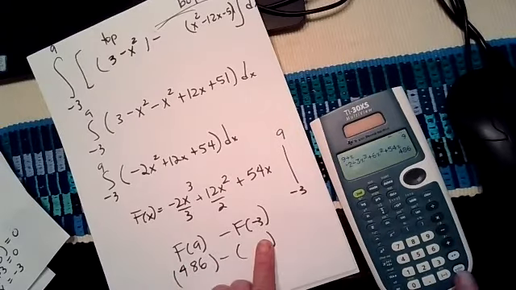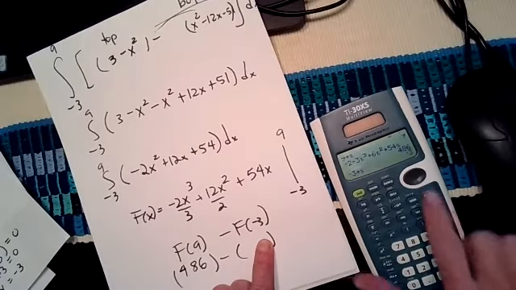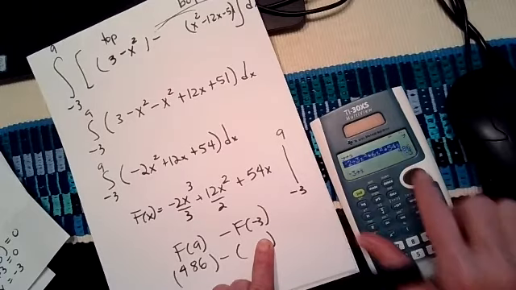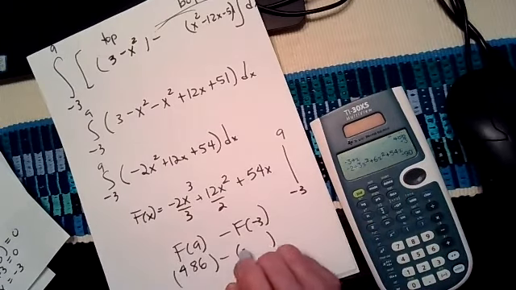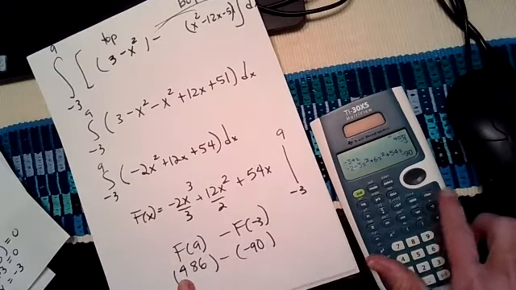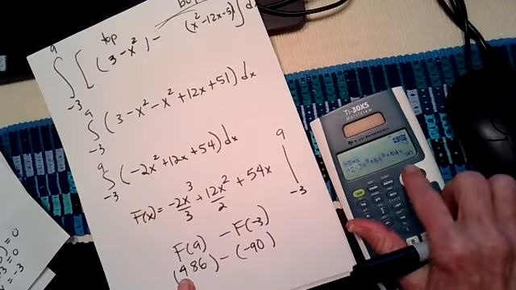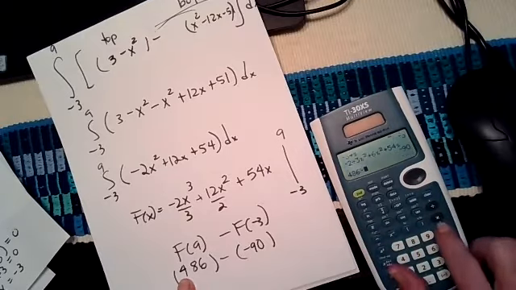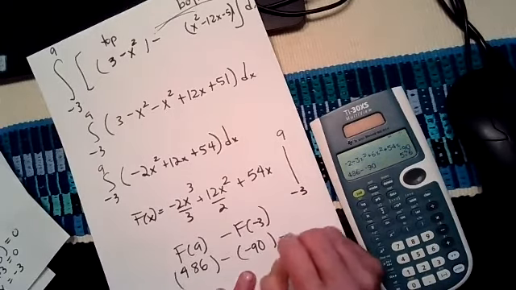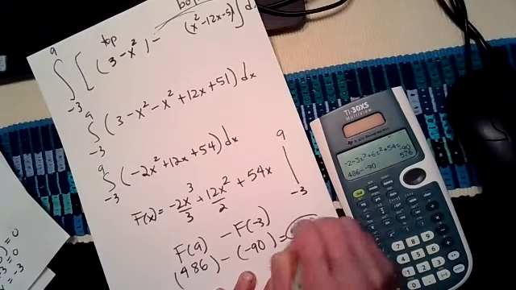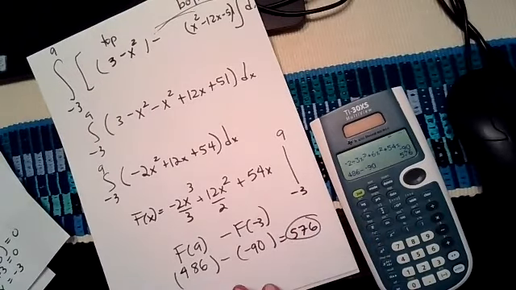I'm going to do negative 3, store for X and enter. I'm going to go up and highlight my antiderivative and push enter and push enter again. I get negative 90. So I'm going to go up and grab the 486, enter, minus, I go up and grab the negative 90, enter, and I subtract them. I push enter again, and I get 576. And then cross your fingers, 576, enter, and it's right.